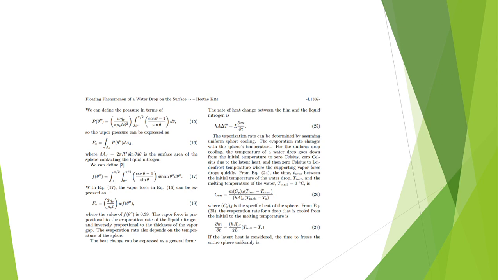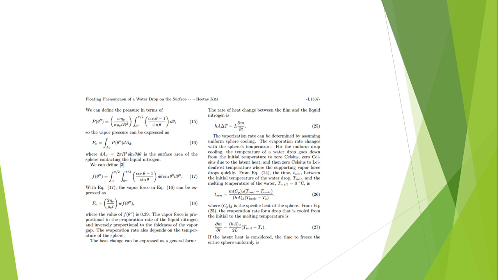With equation 17, the vapor force in equation 16 can be expressed as Fv equals 2 eta V over rho VL multiplied by omega F theta double slash, where the value of F double slash is 0.39. The vapor force is proportional to the evaporation rate of the liquid nitrogen and inversely proportional to the thickness of the vapor gap. The evaporation rate can depend on the temperature of the sphere.